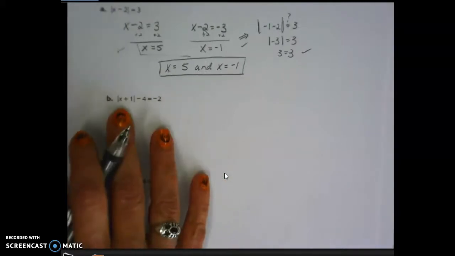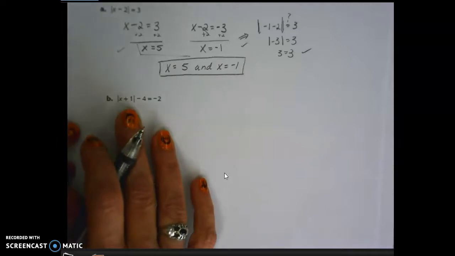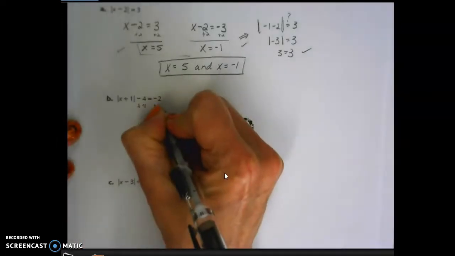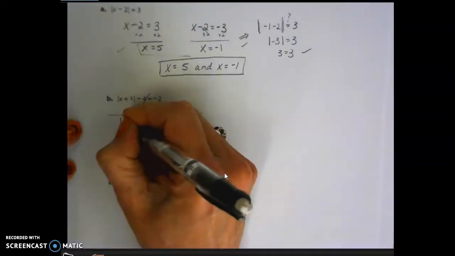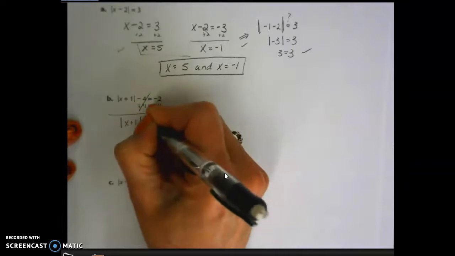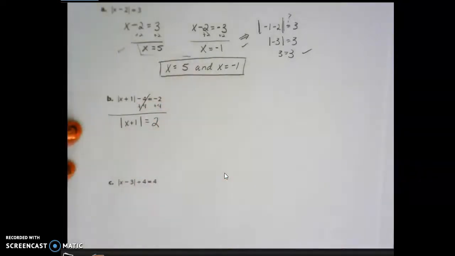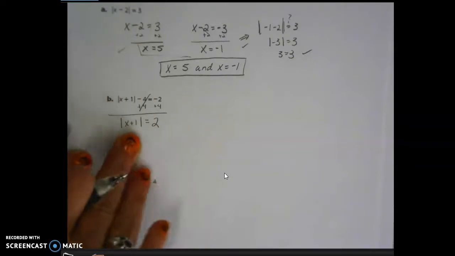All right, let's try this one that has some extra stuff in it. In other words, my absolute value is not isolated in this one. In this case, I need to add 4 to both sides because I need to isolate the absolute value. I get the absolute value of x plus 1 is equal to negative 2 plus 4, or 4 minus 2 is 2.